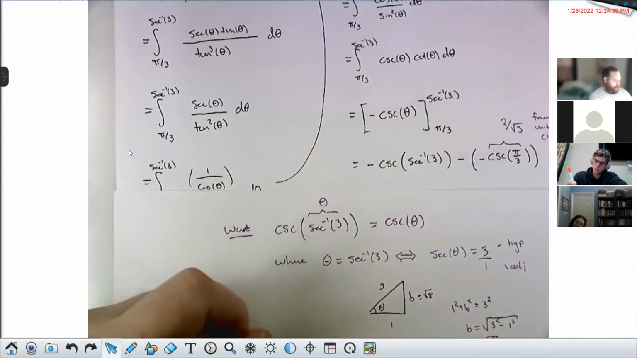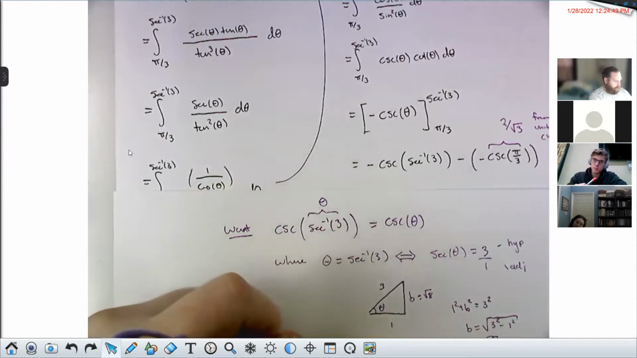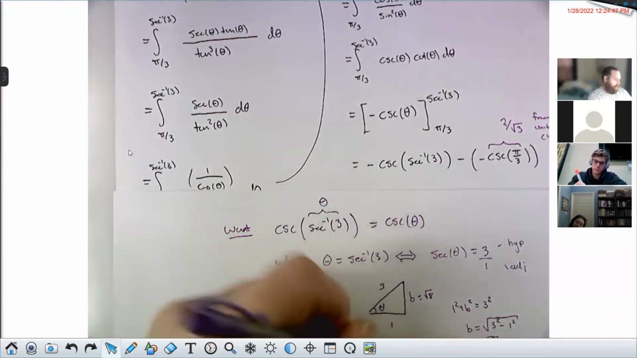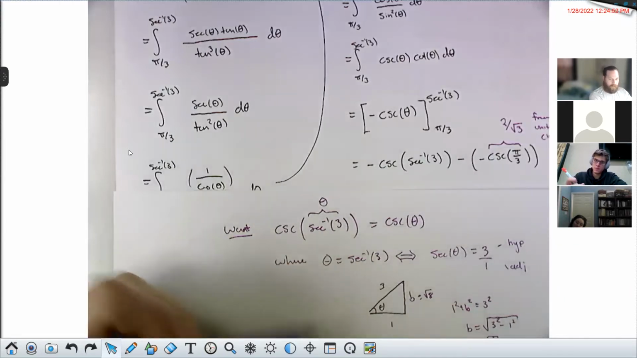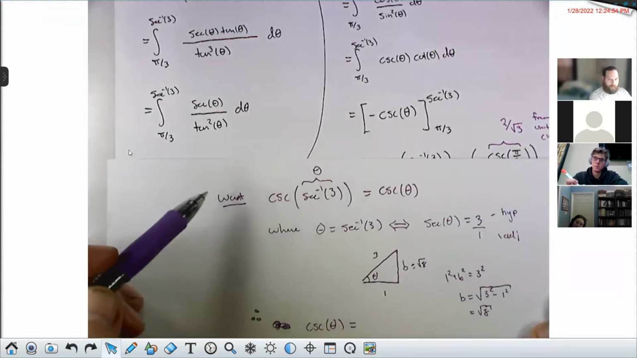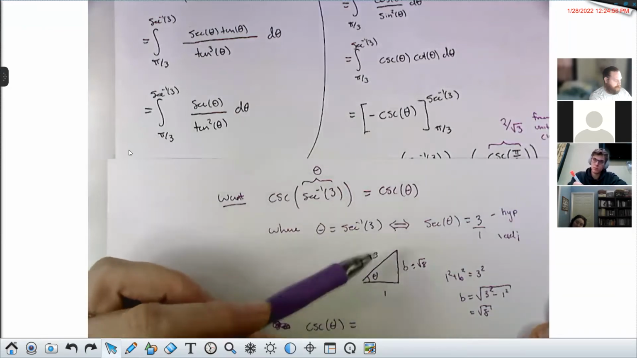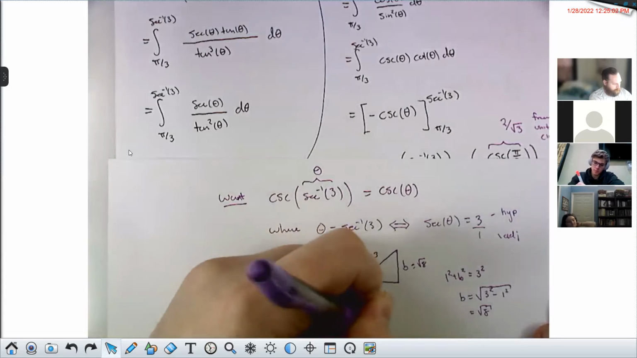Therefore, the secant, sorry, we want cosecant. The cosecant of theta, which is the thing we want, is the reciprocal of sine. Sine is the opposite over the hypotenuse. So this is the hypotenuse over the opposite: 3 over the square root of 8.